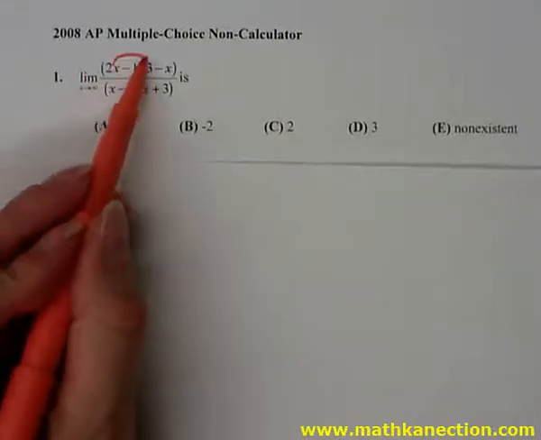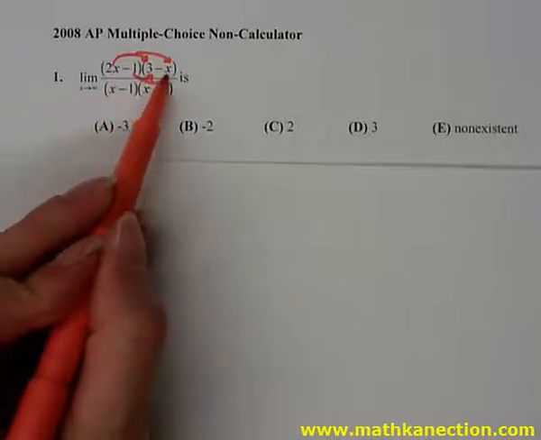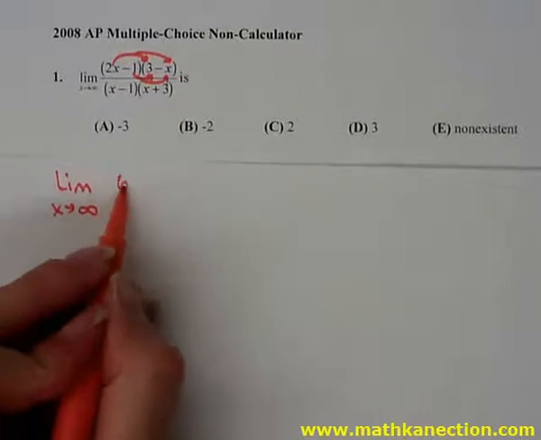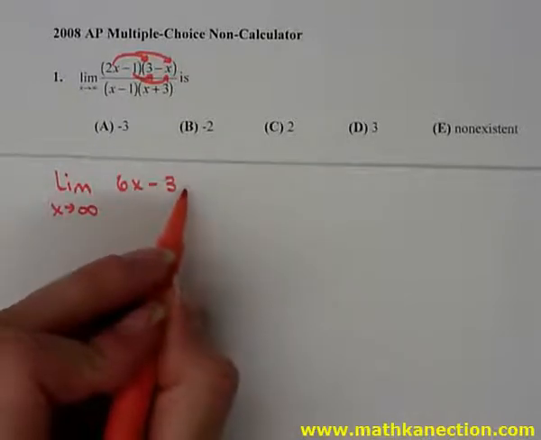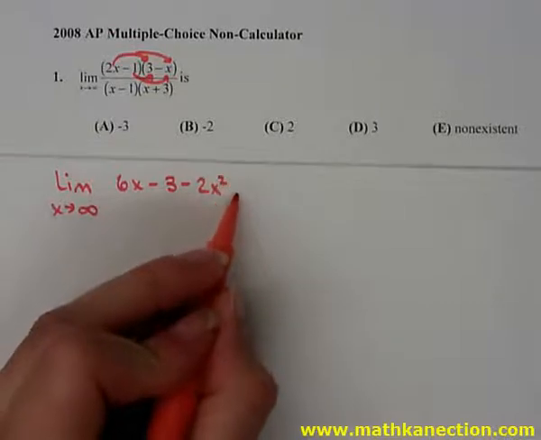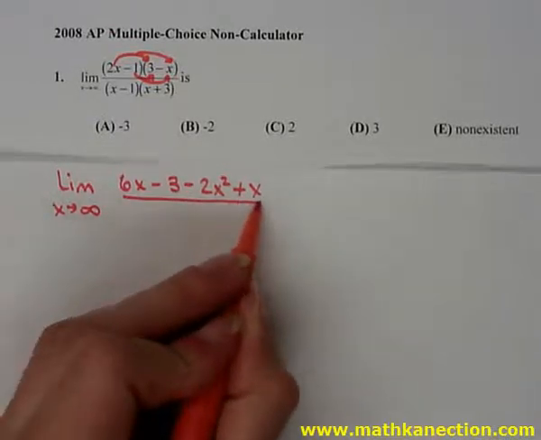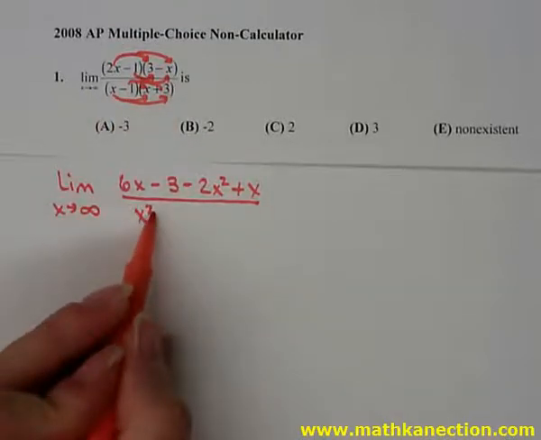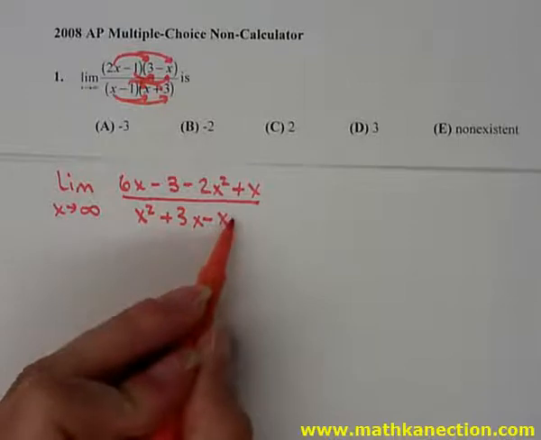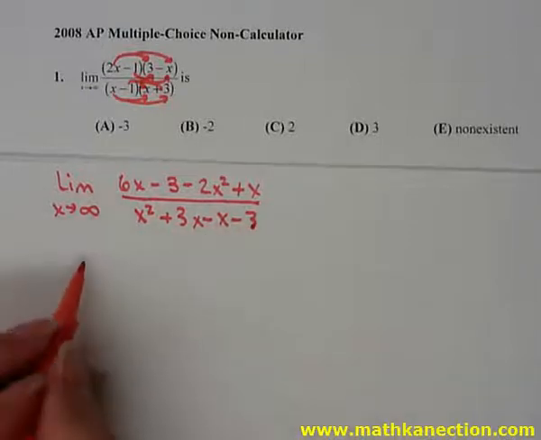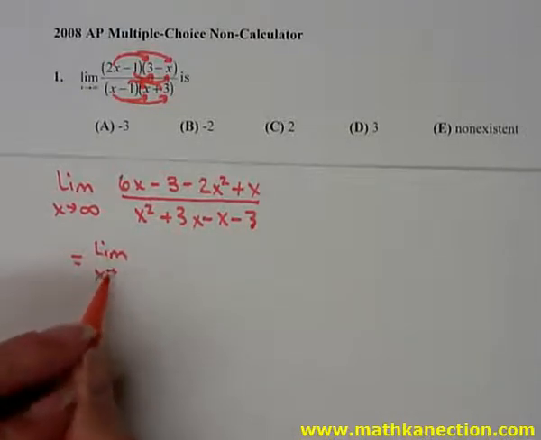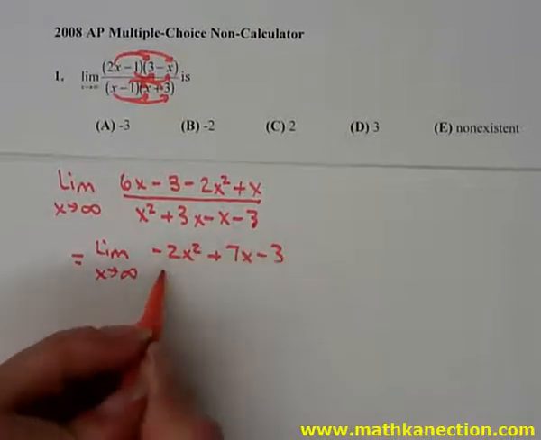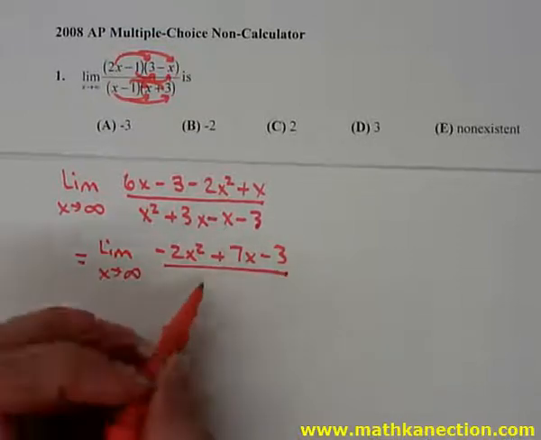Same thing in this problem, we're going to look at the limit as x approaches infinity. This time we'll have to distribute our terms to find out what our highest exponent is going to be to determine if we'll use those leading coefficients. After distributing, we're going to combine like terms and look at our highest exponent in the numerator and the highest exponent in the denominator.